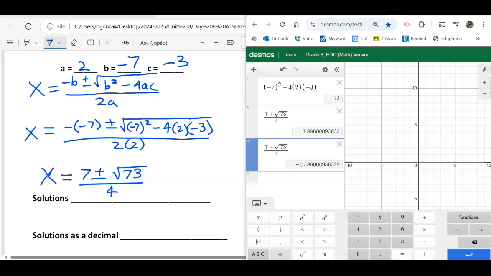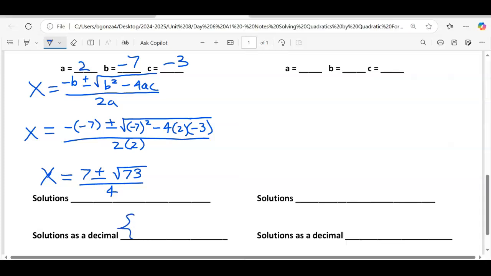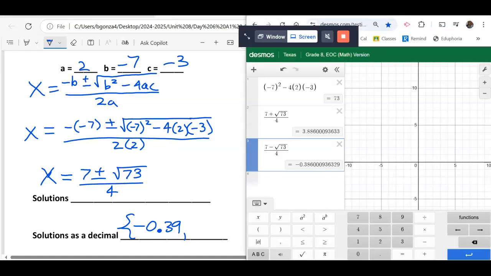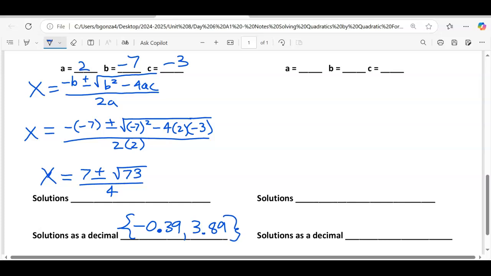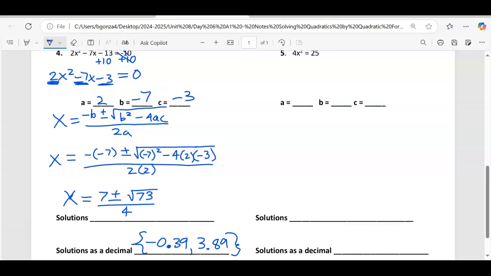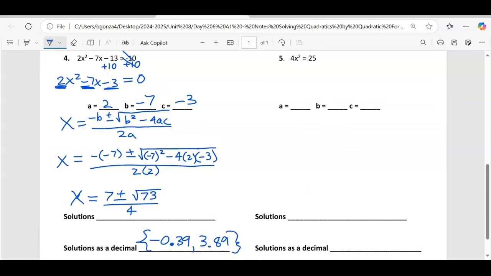bottom. Okay, so I'm going to put my negative one, my smaller one, negative 0.39. And notice I'm using a bracket. This is called set notation. And 3.89 is my other one. All right, so there it is. Using that fraction, once with a plus, once with a minus, will give you two answers, and those two answers are your solutions. You use quadratic formula to get solutions. Cool.